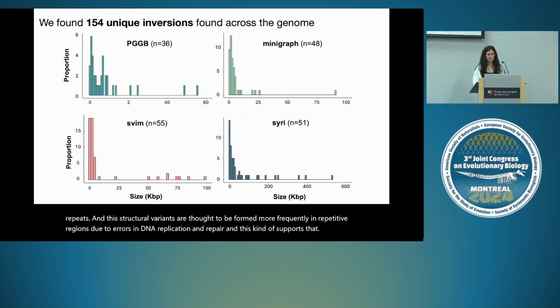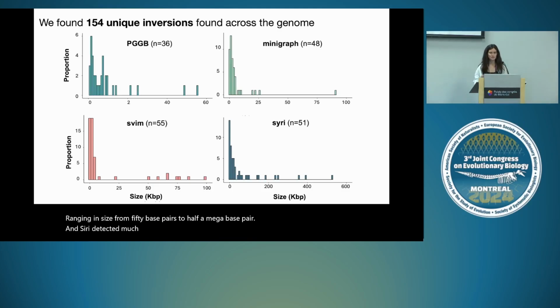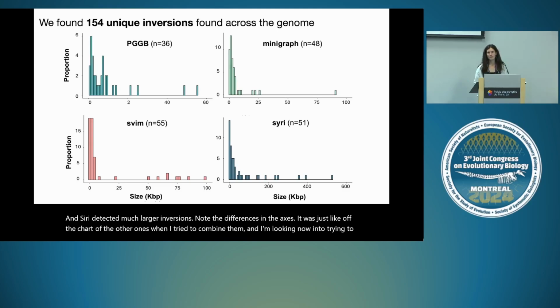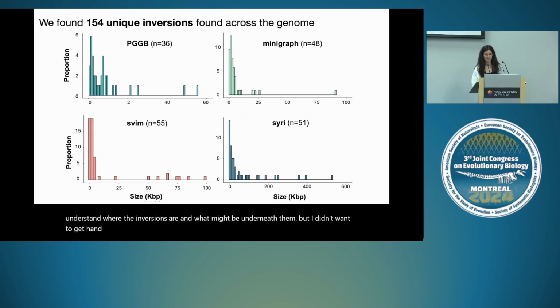Then using several structural variant callers, I found 154 unique inversions ranging in size from 50 base pairs to half a megabase pair. And Sniffles detected much larger inversions. Note the differences in the axes. It was just off the chart of the other ones when I tried to combine them. I'm looking now into trying to understand where the inversions are and what might be underneath them. But I didn't want to get hand wavy at this conference yet. So I'm looking at these right now, and this is really cool.